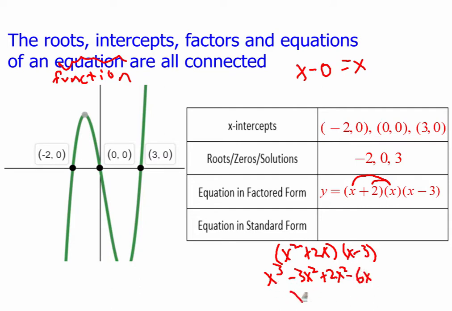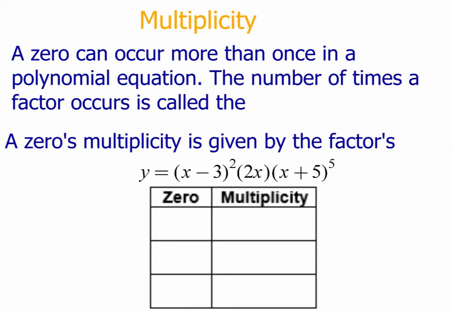If we combine our like terms, we get x cubed, and then negative 3 plus 2 is minus 1x squared, and then my minus 6x. So my new equation in standard form is x cubed minus x squared minus 6x. All right, so that's really all there is to it. These things are all just linked together. So let's talk about some other stuff here that is kind of new.